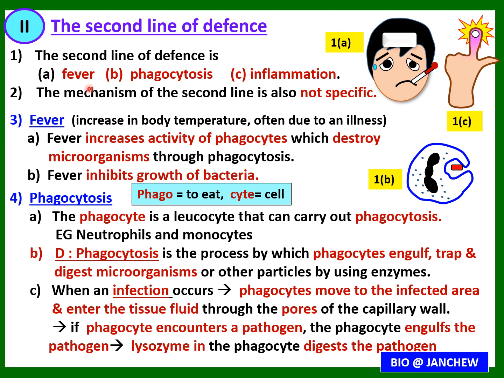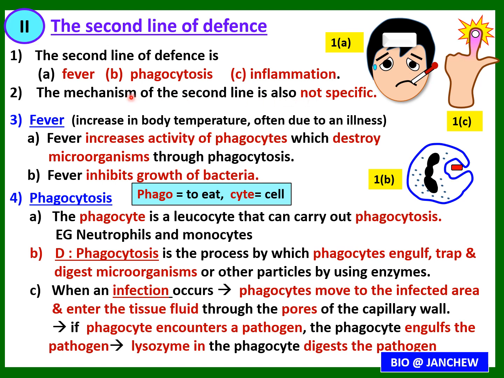So pathogens can get past the first line of defense, for example, through a cut or a wound. The wound is like an open door for them to enter into the skin, into the tissues there. So let's talk about the mechanism of the second line. Now, firstly, it is not specific, meaning that they act against all types of microorganisms and are not directed against any one particular pathogen. Just like the first line of defense, which is also not specific.